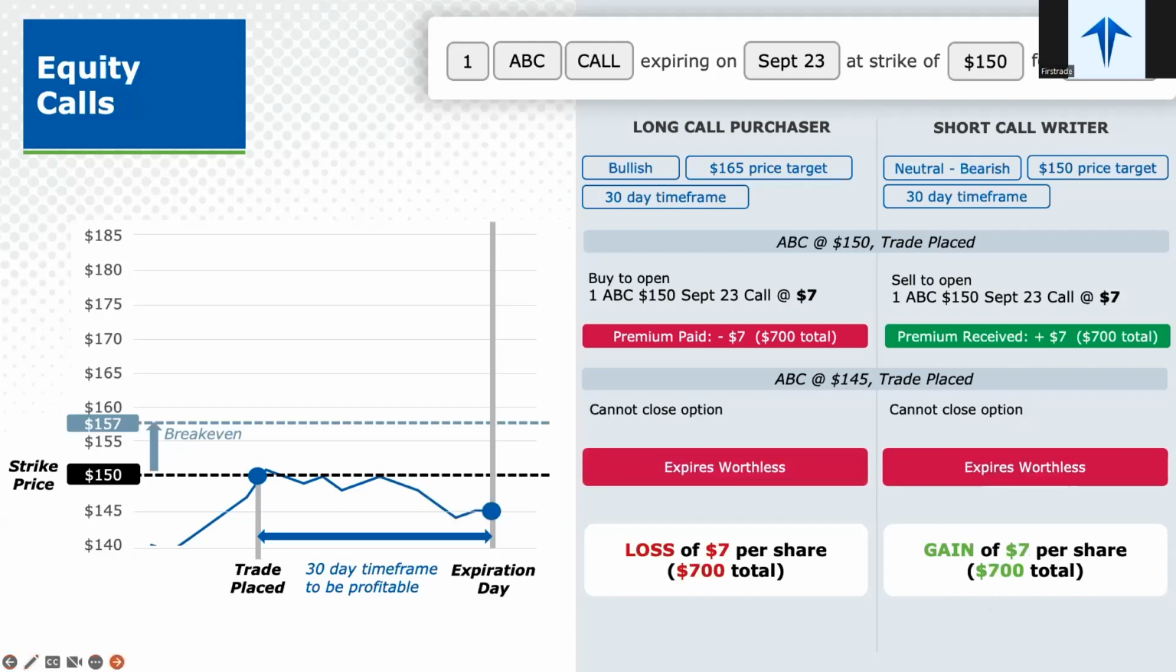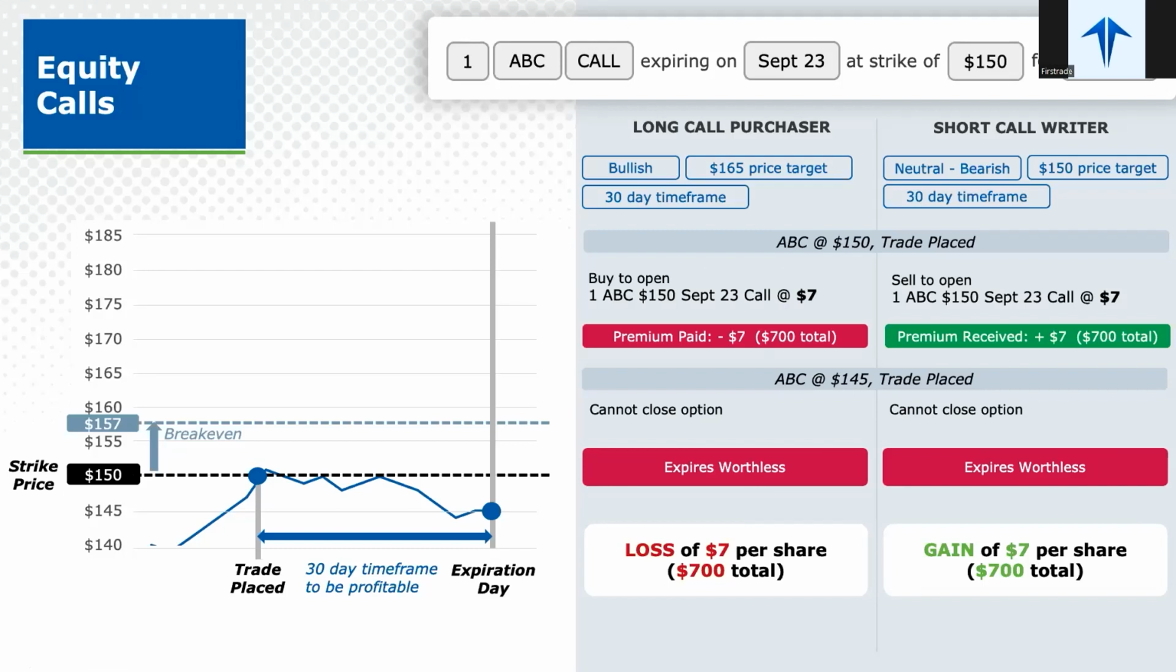And let's say ABC went way down to 145. The long call purchaser, that definitely went way against their time frame. And if they would have closed earlier, they could have captured that time value. They didn't in this case, but they were limited to their loss of the premium that they paid. The option would expire worthless.